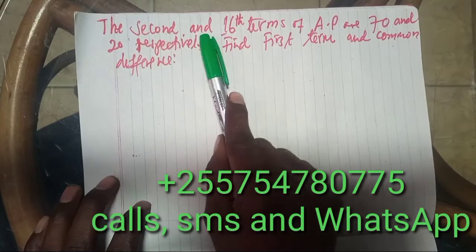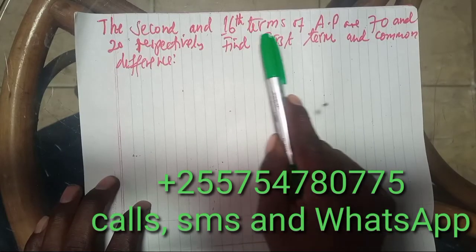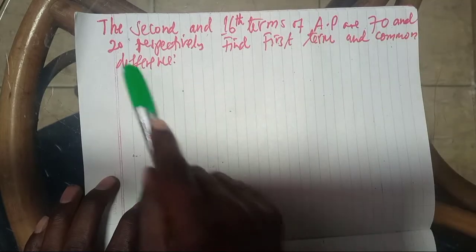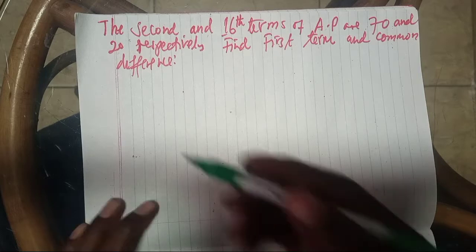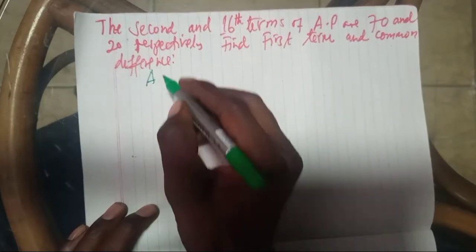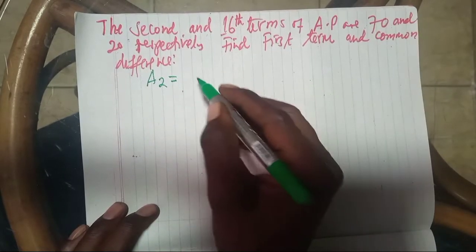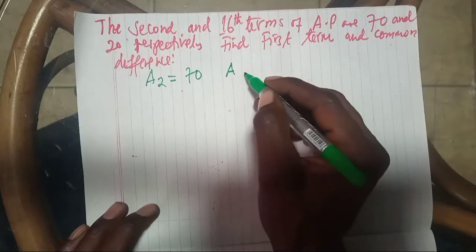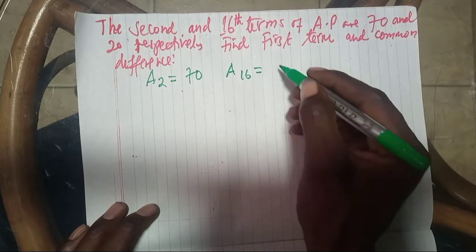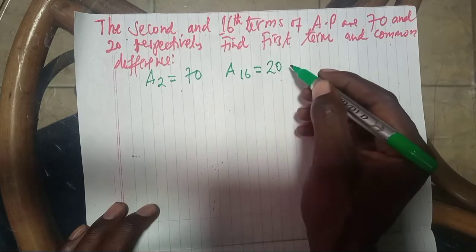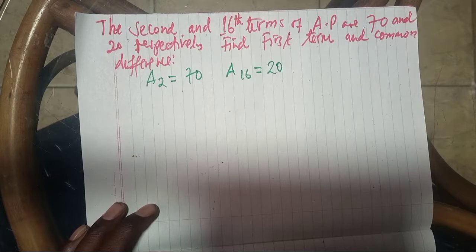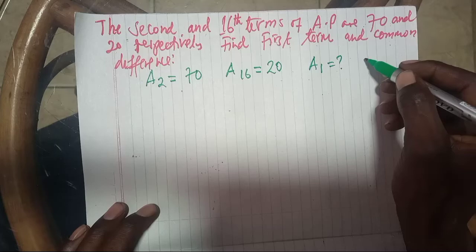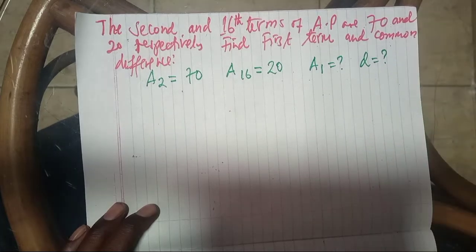The second and sixteenth terms of an AP are 7 and 20 respectively. That is, A2 is equal to 7 and A16 is equal to 20. Now find A1 and the common difference.